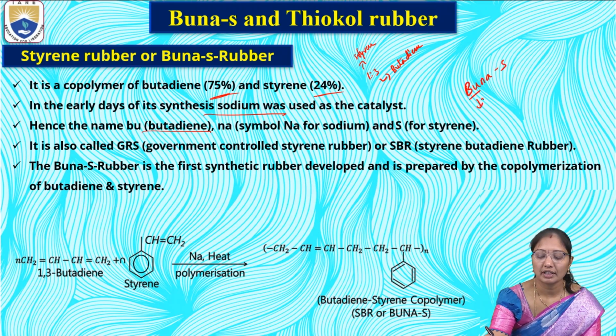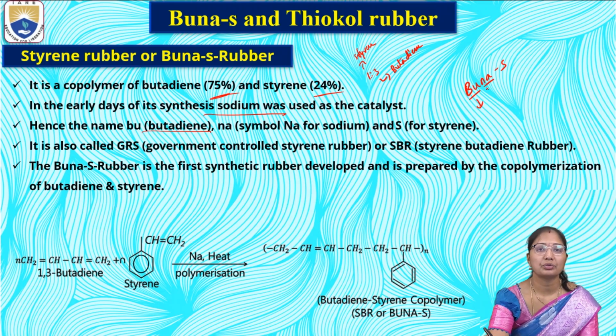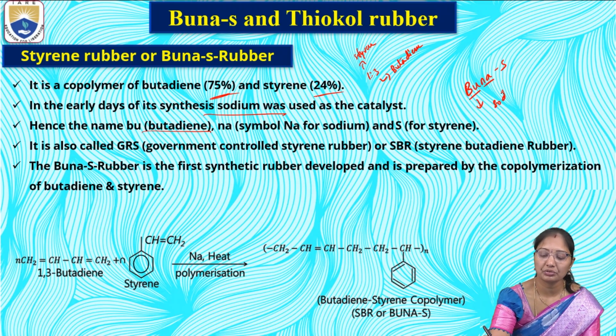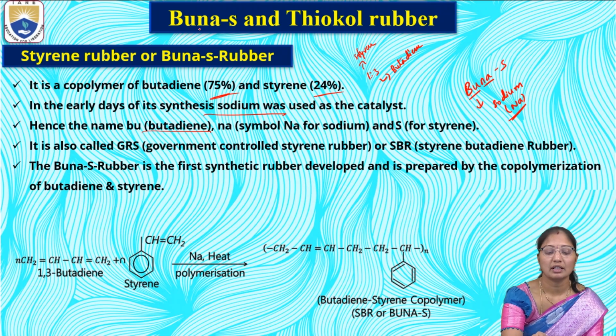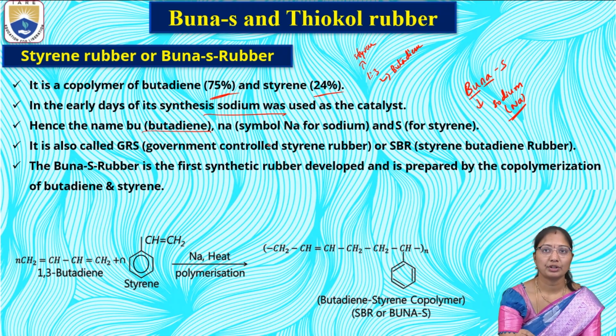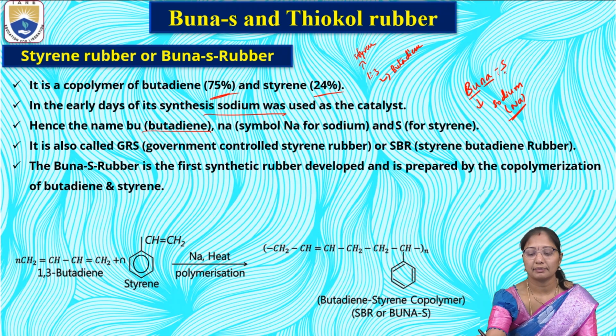This is butadiene. This Na is due to the symbol. First, the sodium we are using as a catalyst. The symbol of sodium is Na. So, symbol Na, here Na is the sodium and S for styrene.